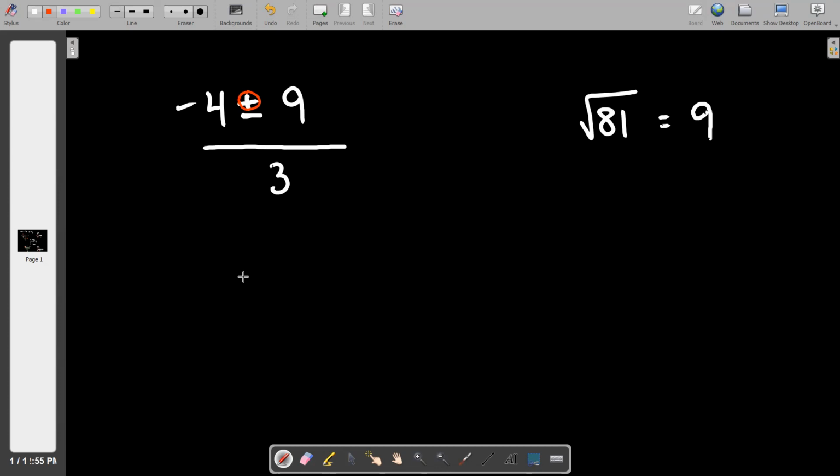This is not an option. This is what you do. So now when you trace the top, the plus pathway, what is -4 plus 9? It is 5. And then if you take that 5 and you put it over 3, one of your answers is 5/3.